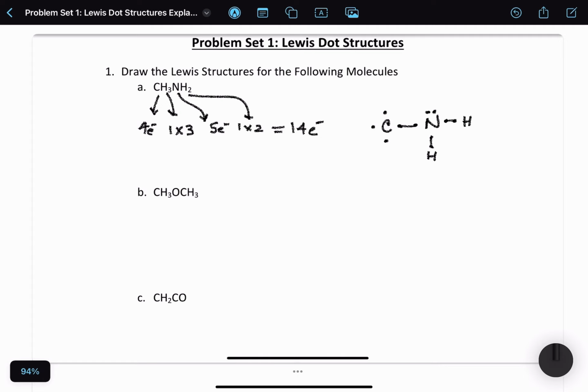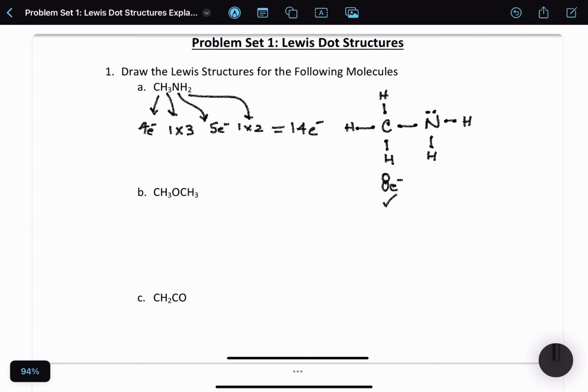And so I have 2 H's for the nitrogen and then 3 H's for the carbon. And so I'll put the H's on the outside of that carbon. And then step 3 is to count and see if everything has the octet. So the carbon has 4 bonds around it. Each bond has 2 electrons. So that has a total of 8 electrons. And so that fills the octet.